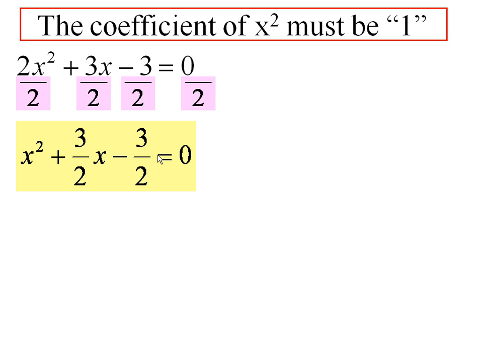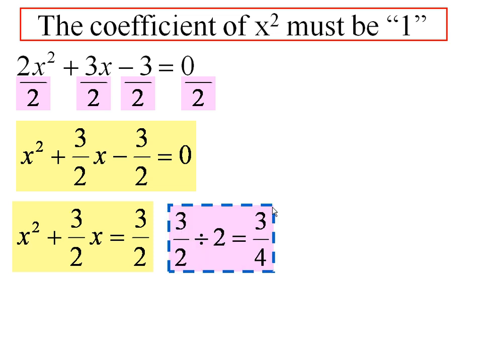Now our coefficient on the x squared is a 1. We don't have to do anything else. So, we can solve this by completing the square. Add that negative 3 over 2 to both sides, because we have to get the x squared and the x by itself. Get the constant all by itself on the right. Then, same set of steps. Cut 3 over 2 in half. Half of this is 3 over 4.